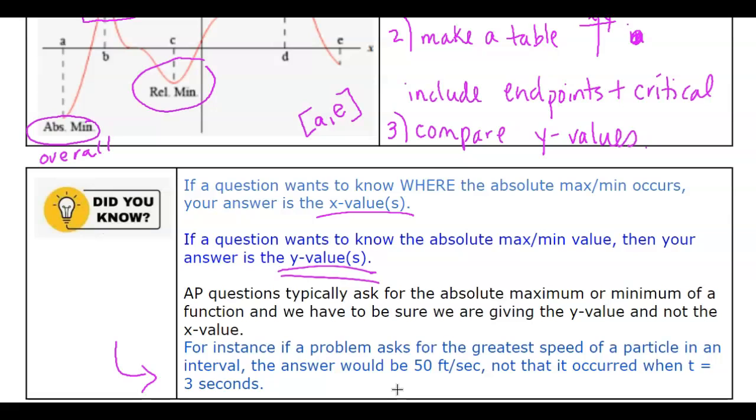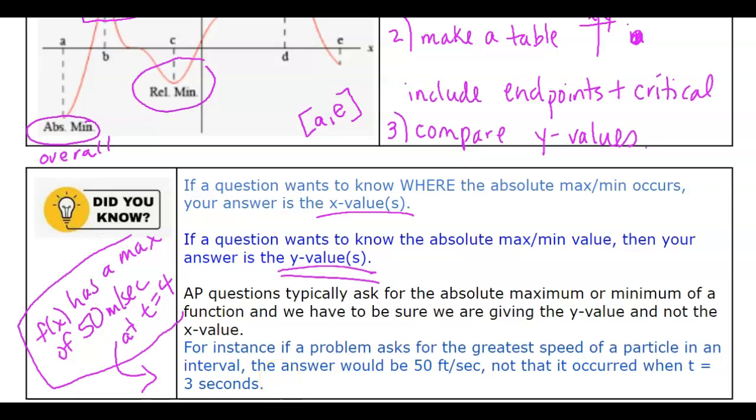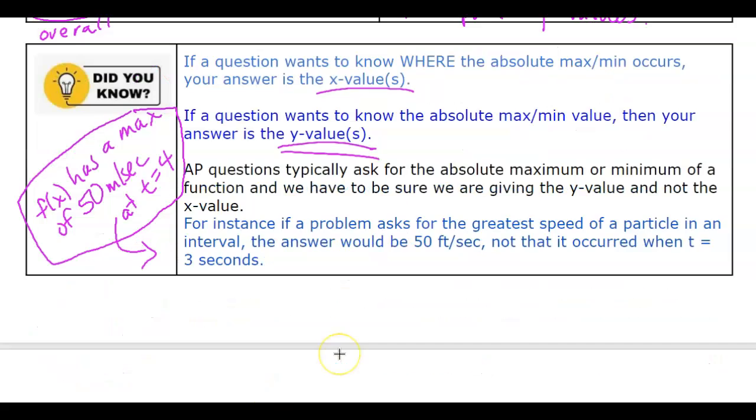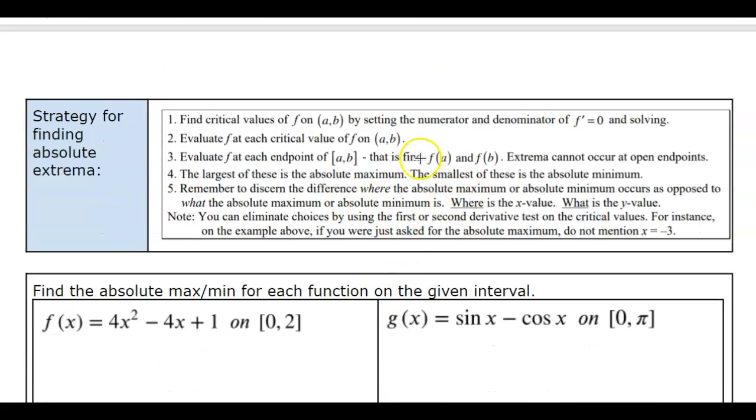Sometimes you can get around this by saying, f of x has a max of 50, let's say meters per second, at t equals whatever it is. If this was a free response question and you weren't sure, if you write the statement using this idea, you actually would get credit, because it's technically true. So I just kind of summarized it here as well.